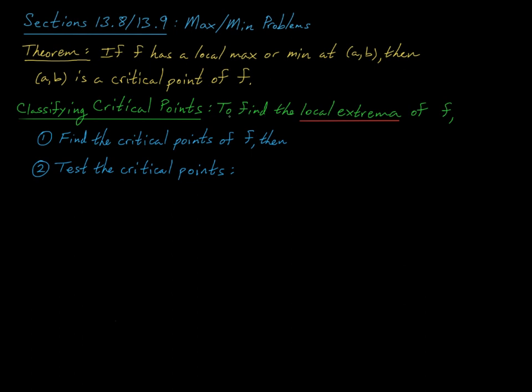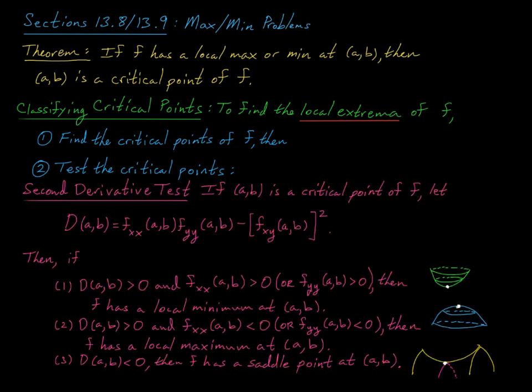If I want to classify critical points of a multivariable function, what do I want to do? Well, I'm going to first find those critical points, and then I'm going to test the critical points. So how do I test? Well, in the last video for single variable functions, we have either the first derivative test or the second derivative test available to us. We don't really have an analog to the first derivative test for a multivariable function because we're looking at a surface as opposed to just a curve. However, we do have a second derivative test available to us. So let's go ahead and state that here.